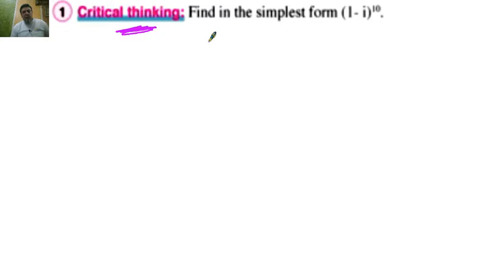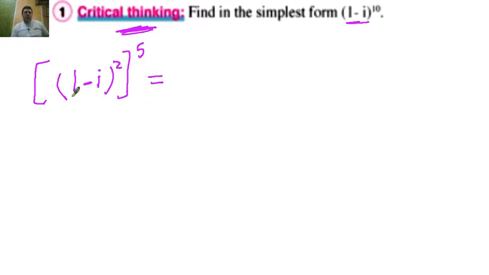Critical thinking. Find 1 minus i to the power 10 in the simplest form. We can distribute the power 10 into 1 minus i to the power 2, all to the power 5, because 5 times 2 equals 10. Then we find the result of 1 minus i to the power 2, or 1 minus i times 1 minus i.